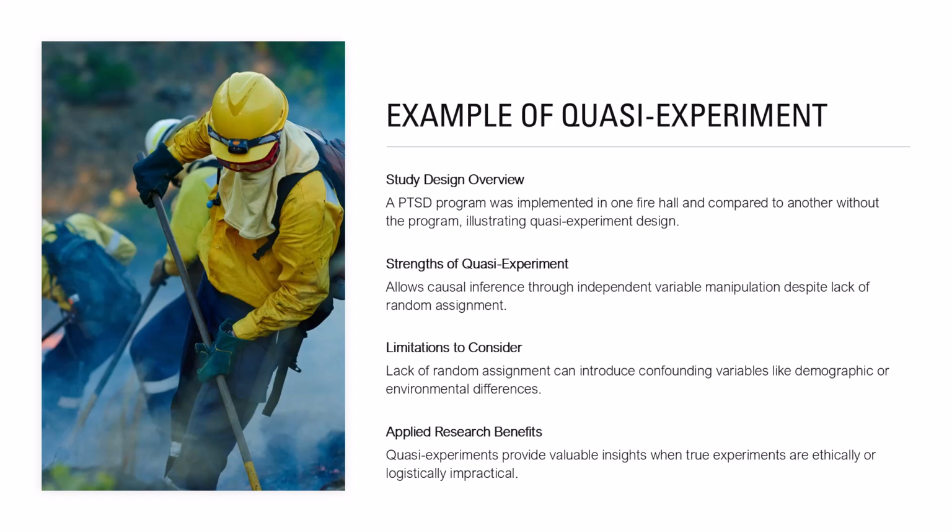However, the lack of random assignment means that other factors, such as differences in firefighter demographics or work environments, could have influenced the results. This example highlights both the strengths and limitations of quasi-experimental designs. While they allow for causal inference through manipulation of the independent variable, the absence of random assignment necessitates careful consideration of potential confounding variables. Quasi-experiments are valuable tools in applied research, especially when ethical or logistical constraints preclude true experiments.